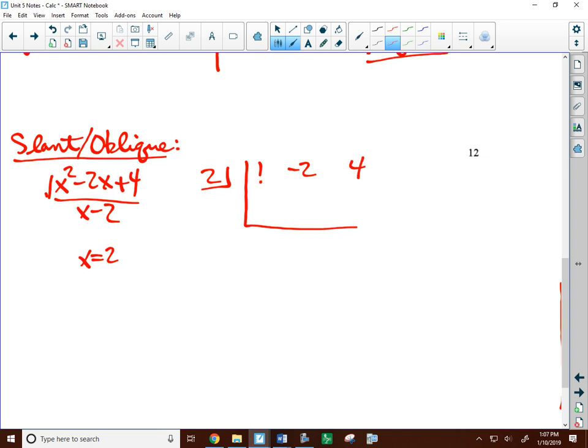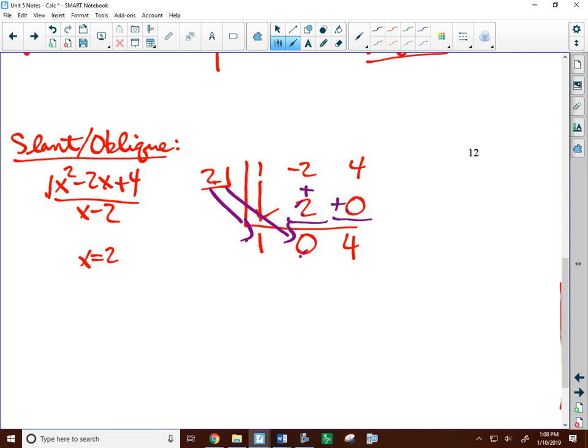What do I do next? Bring the 1 down. Then multiply it by 2. Multiply and add from here on out. So multiply by 2, get 2. Add the column, get 0. Multiply by 2, 0 times 2, 0. Add the column, 4. You bring the 1 down, and then you multiply here to get there, and then you add these and get 0. Then you multiply 2 times 0 and get 0, and then add these and get 4.